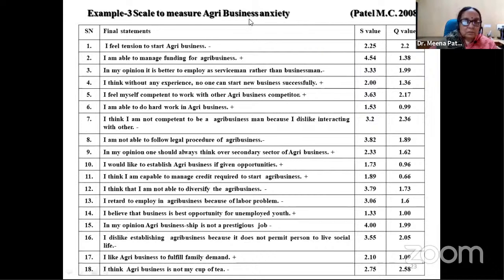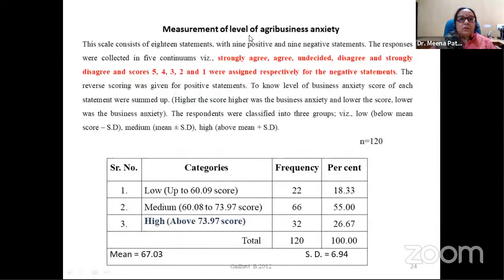This attitude scale was highly appreciated by ICAR, and it is available on Google also. It was developed by Patel MC, myself, in 2008, and one research work was also done on all the students of SAUs of Gujarat. So, measurement of level of agribusiness anxiety.